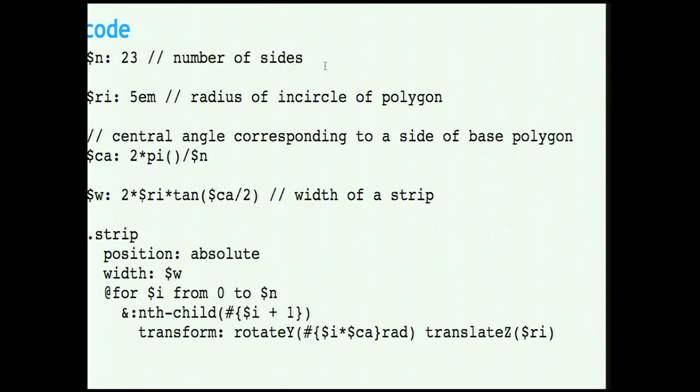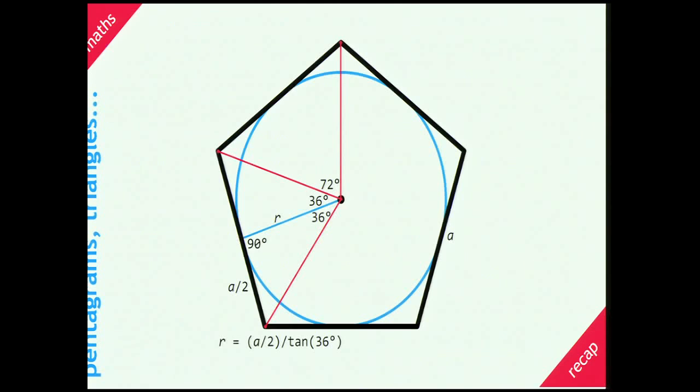So this is the number of sides. Ri is the radius of the incircle of the polygon. Ca is the central angle. And we compute the width of a strip in the same manner as we did here, except it's the opposite computation. It's going to be the inradius.